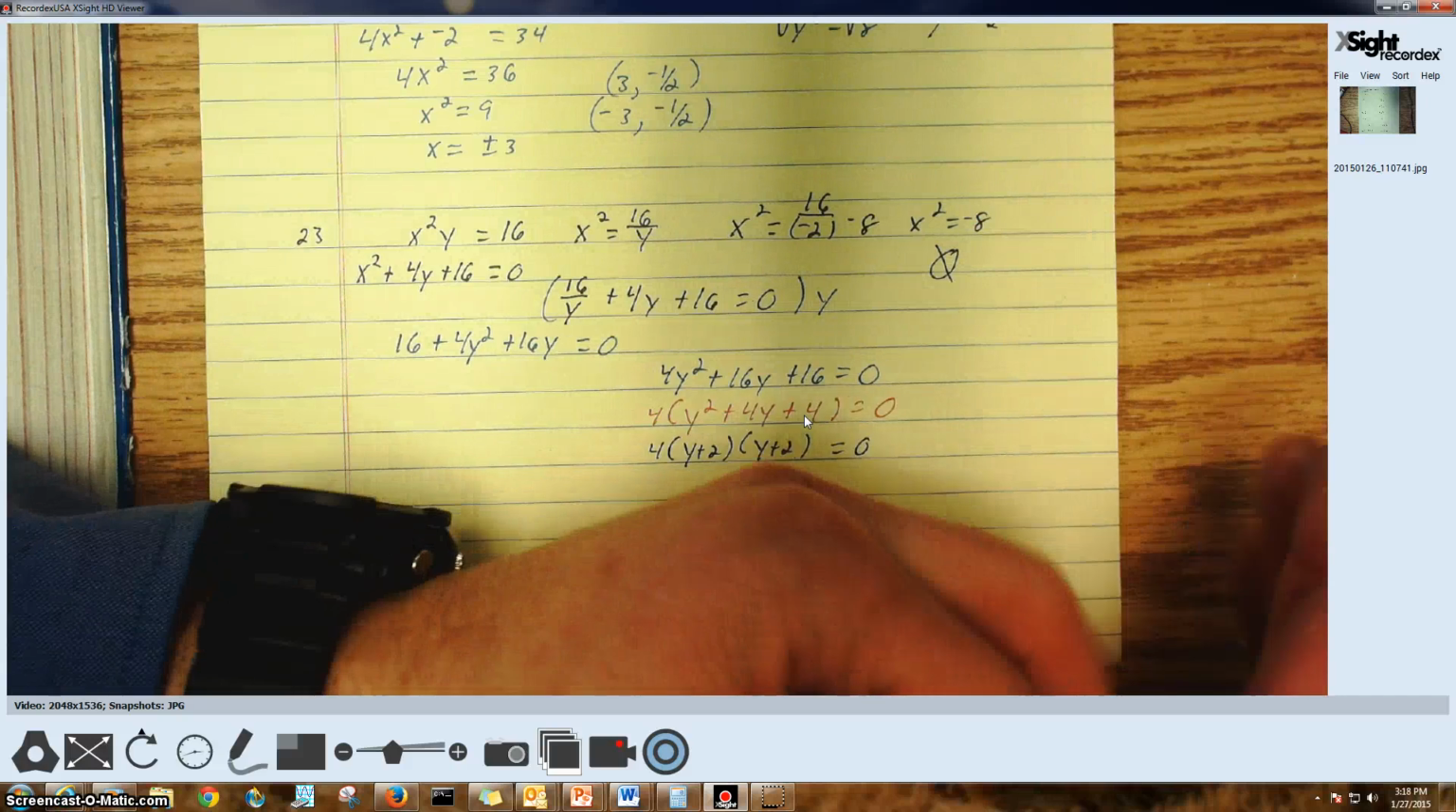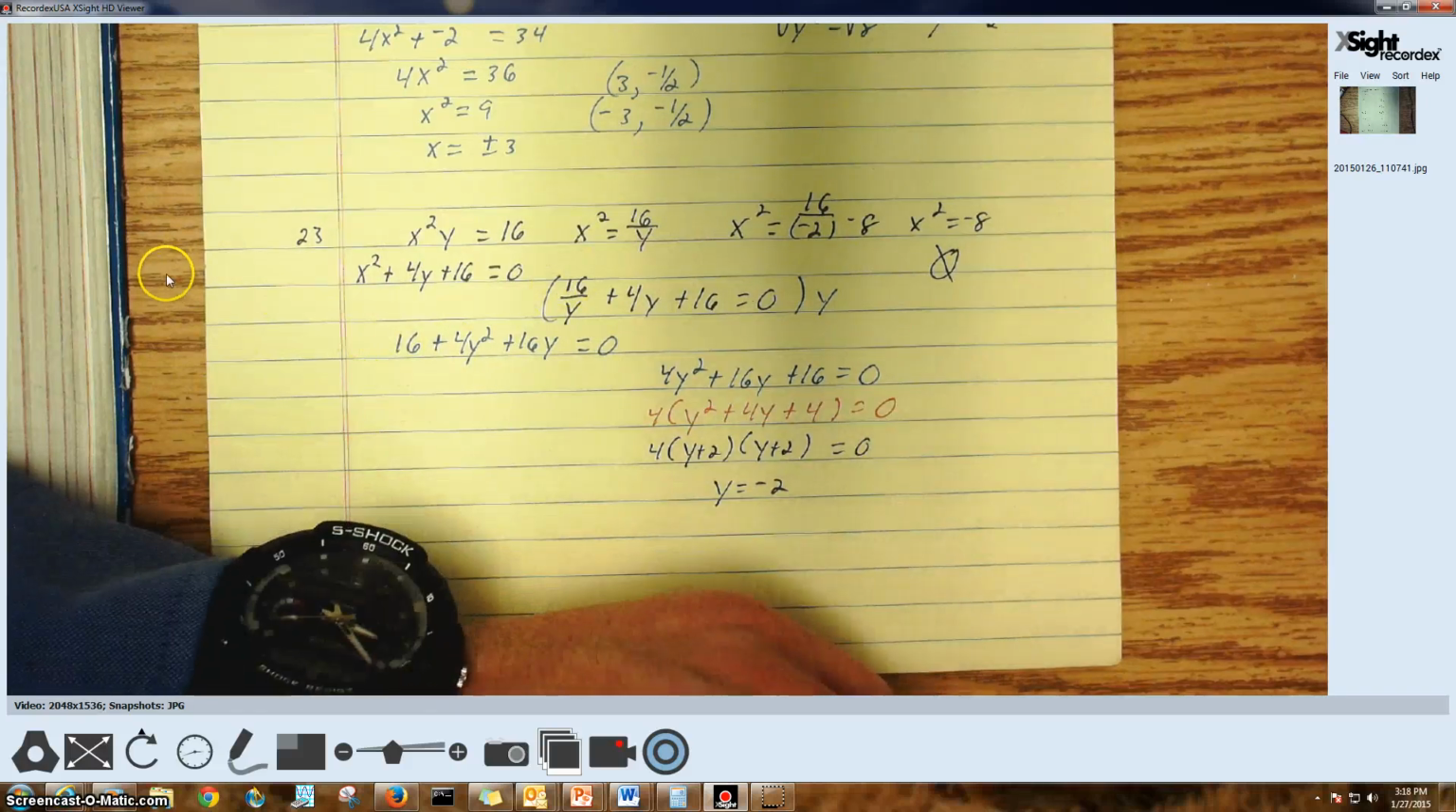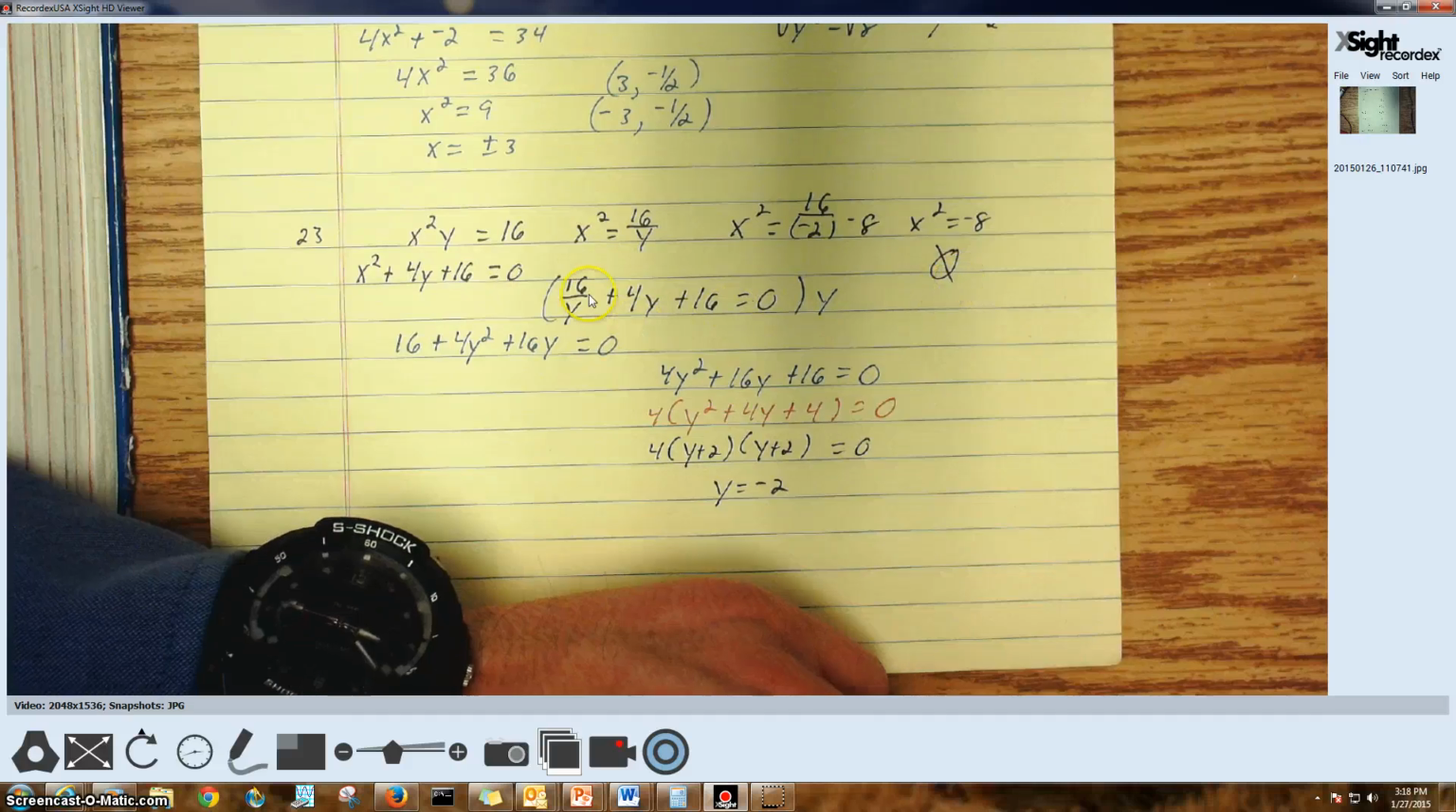So this one's a little bit different, but it still follows the same procedure. It's just that we haven't had a no solution one before, or we haven't had one where we just had y by itself. So that's how you do number 23.